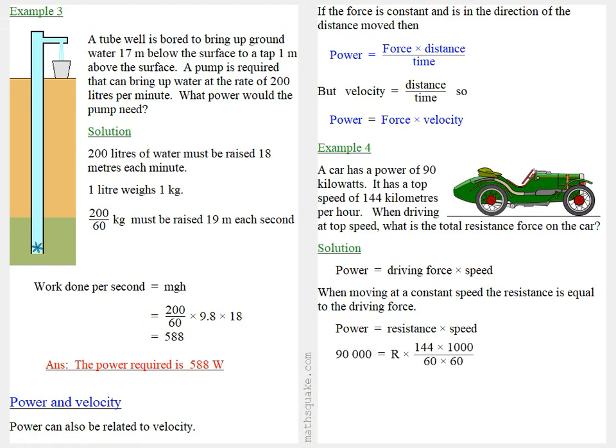Now we know the power is 90,000 and the speed is 144 kilometers per hour. Now that is 144 times 1,000 divided by 60 times 60 meters per second. So 90,000 equals R times 40. And if we divide both sides by 40, we get R is 2,250 newtons. So the resistance is 2.25 kilonewtons.